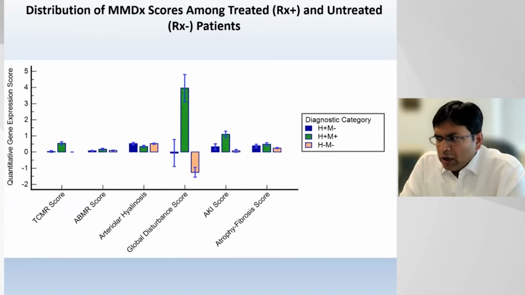So when you look at the molecular scores for TCMR here, you see a pretty significant difference where H plus M minus on the extreme left has almost no TCMR on the gene expression compared to the H plus M plus group. Similarly, what you do see is that both global disturbance and AKI scores are worse for H plus M plus, but they are detectable for H plus M minus and worse than the no rejection group.